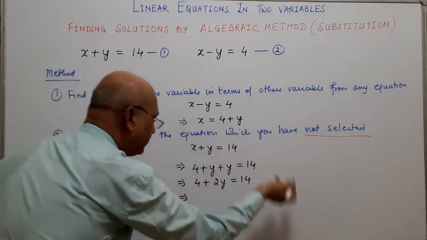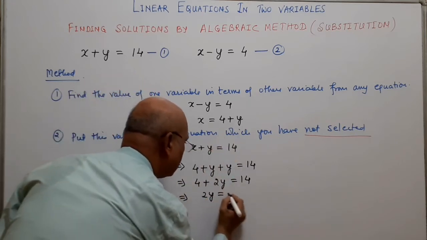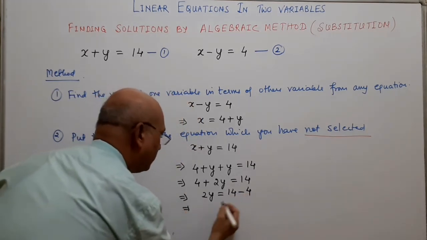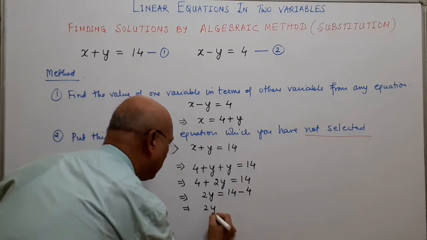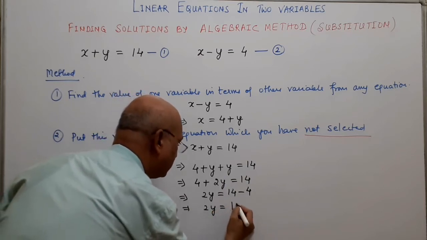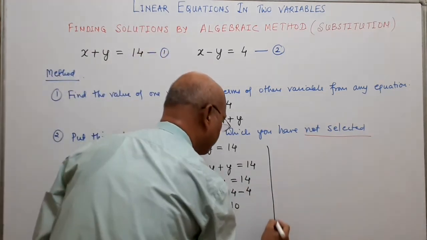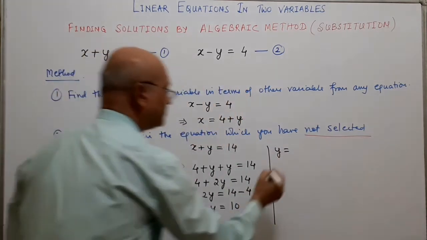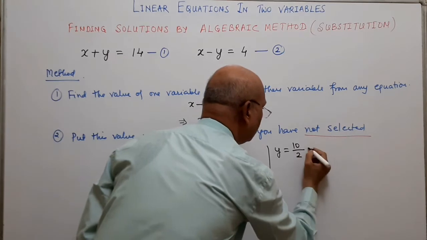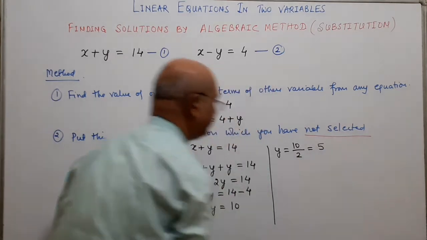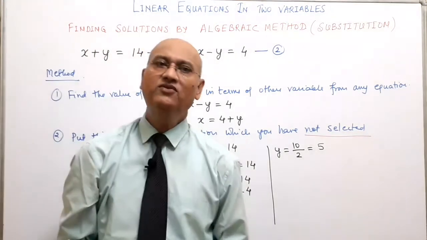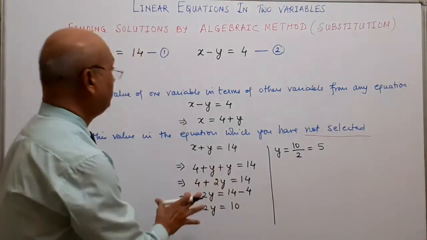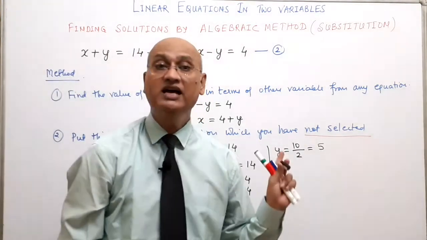Now 4, I am transferring to that side. So 2y is equal to 14 minus 4, which is 10. So 2y is equal to 10, and finally I get the value of y as 10 upon 2, that is equal to 5. So with this, we got the value of one variable. We had two variables x and y, and with this step, we got the value of one variable as 5.